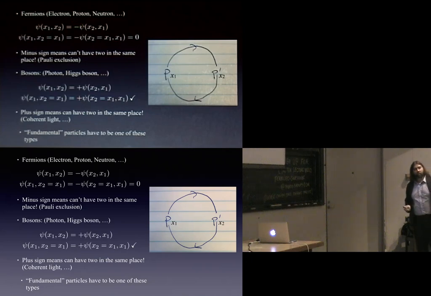And that has an extremely important consequence. That tells me that if I try to put the two at the same position, so I just say x1 and x2 equals x1, well, by this formula above, that has to equal minus itself. So it has to be 0. And what that physically means is that you can't put two fermionic objects in the same place at the same time. This is something that you may have heard of called the Pauli exclusion principle.